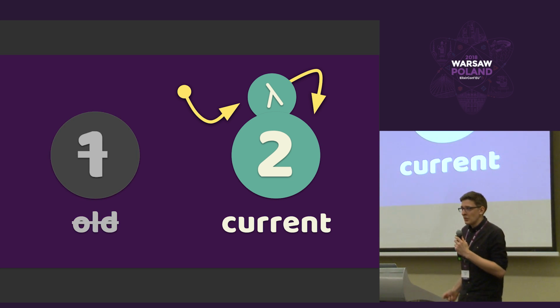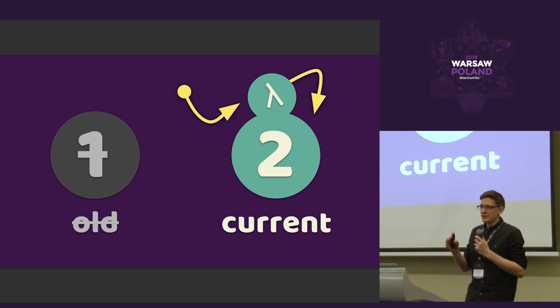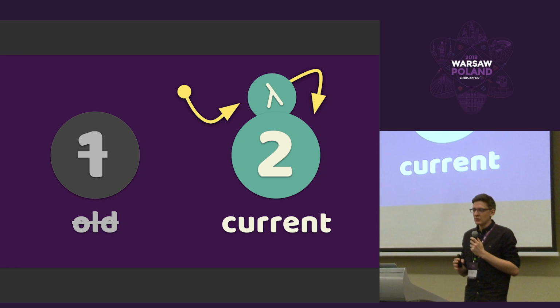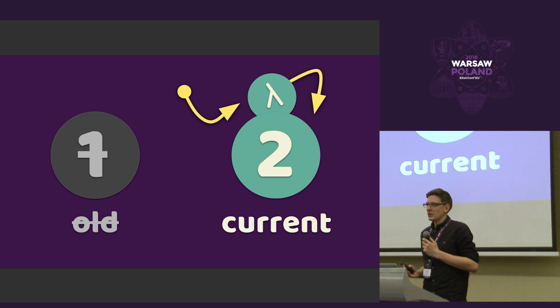What's going to happen to the old module is that as soon as there are no more processes running the old module, it's going to get purged. Now, what happens is if you still have processes running on the old version of the module, and you're going to load a third version, then the oldest version is just going to get forcibly killed.